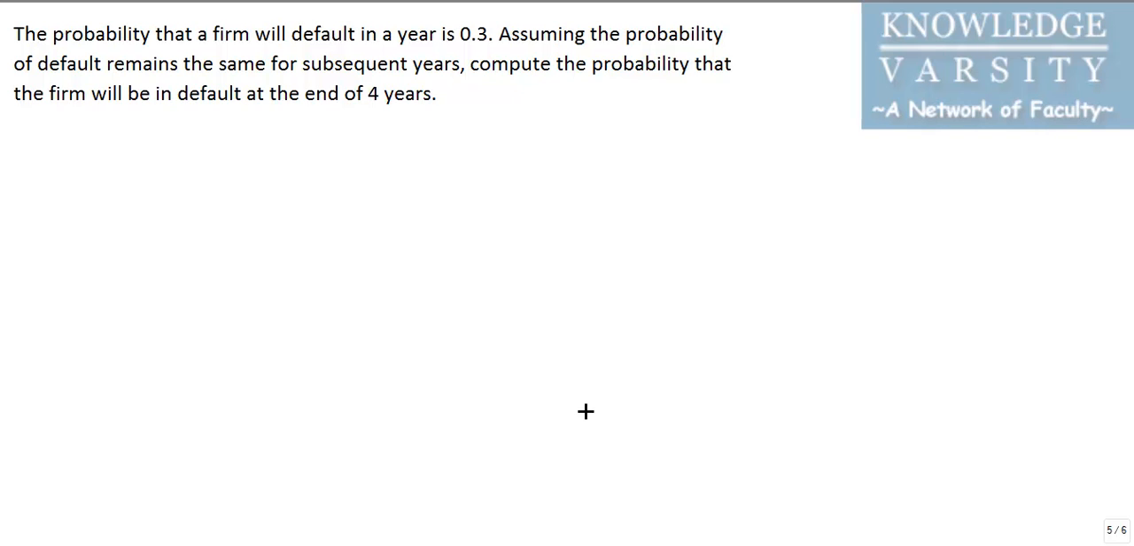This is a very standard problem and it was asked in past examinations, and it's a highly probable question. The question says that the probability that a firm will default in a year is 0.3, and assuming that this probability of default remains the same for subsequent years, compute the probability that the firm would be in default at the end of the years.